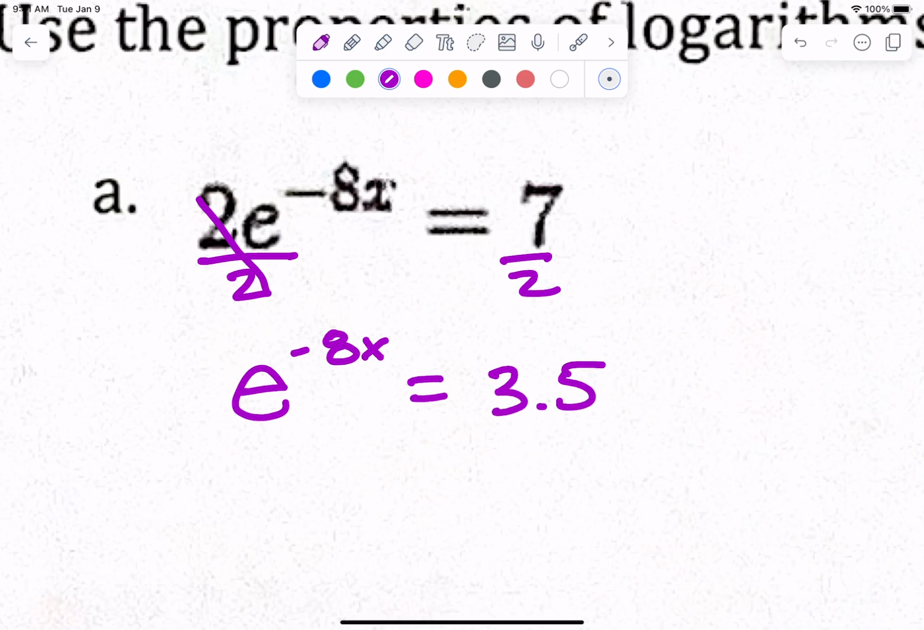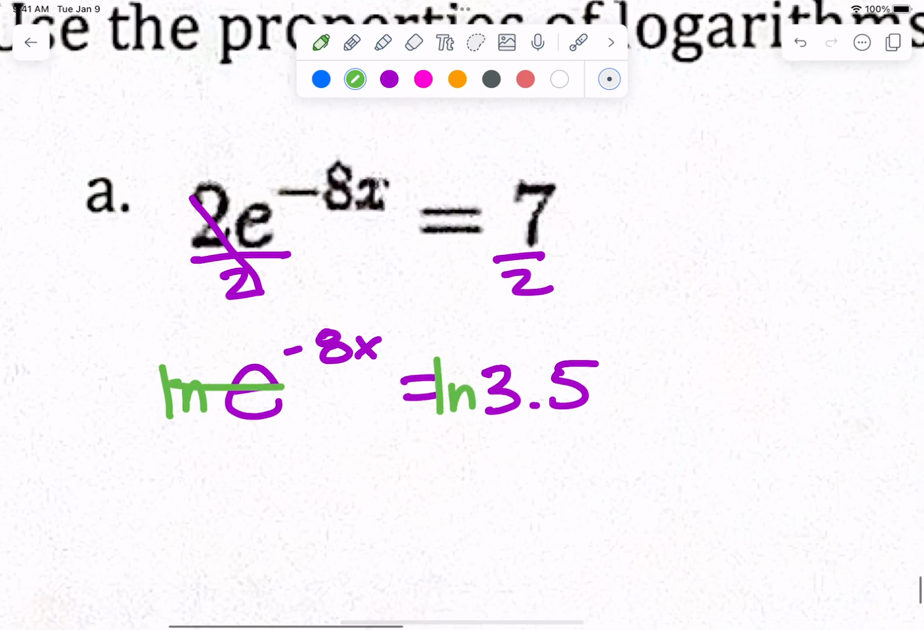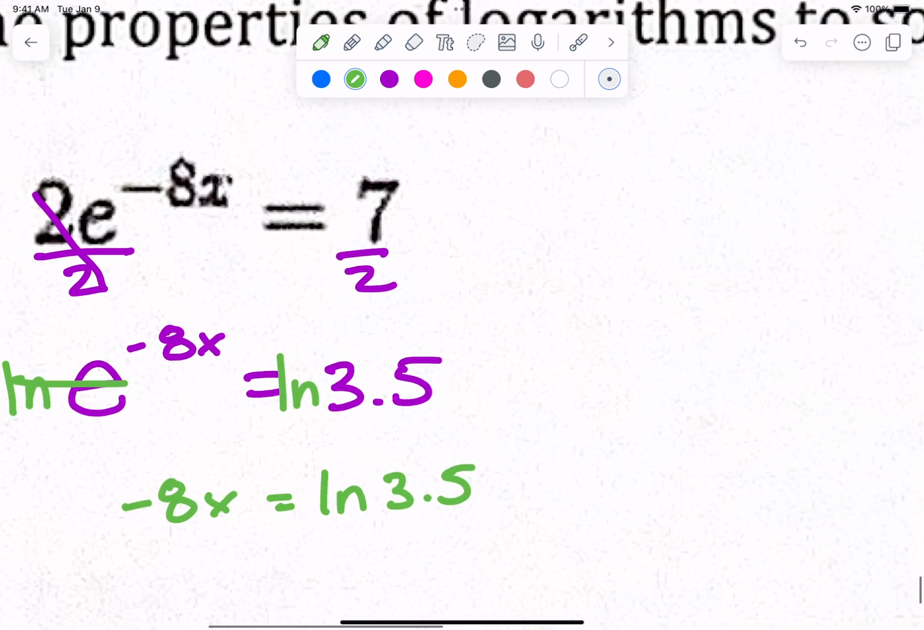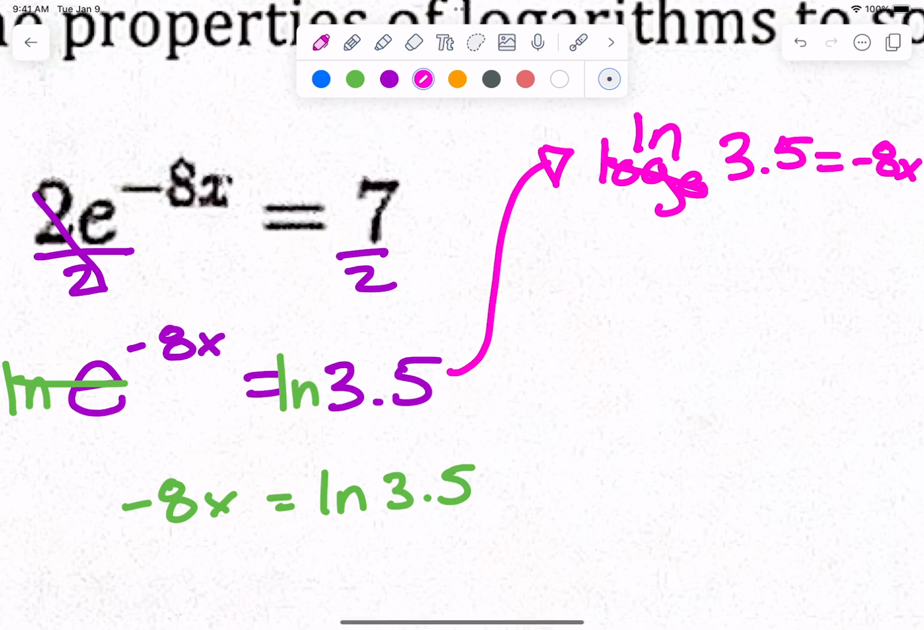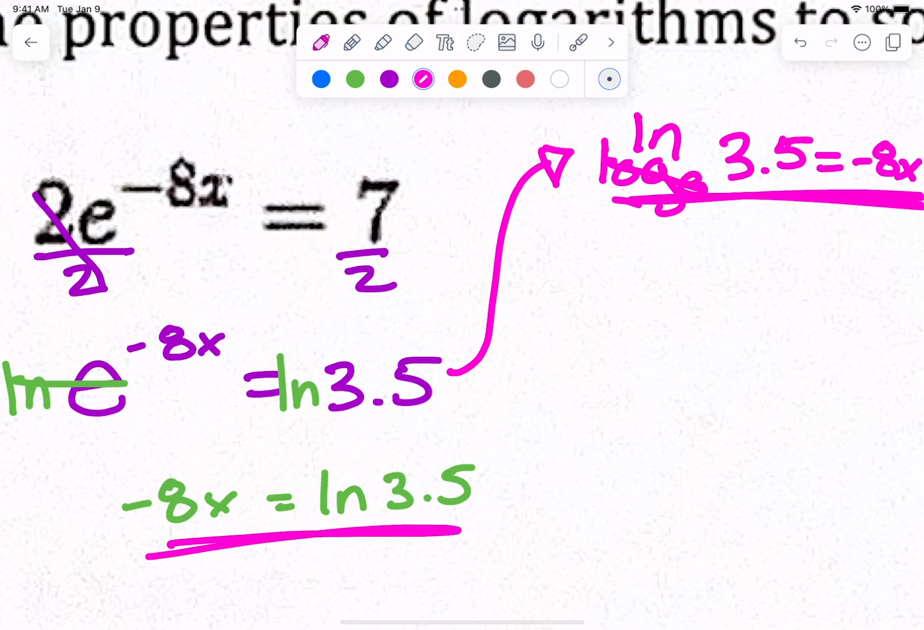Okay, now we ln. You can either ln both sides, so you put an ln in front of each side, and this cancels out, so you get negative 8x equals ln of 3.5. Or, Reese said, can we switch him to the other form? If I switch him to the other form, that would be log base e of 3.5 equals negative 8x, right? But log base e is ln. So I end up with the same thing here as I did here.